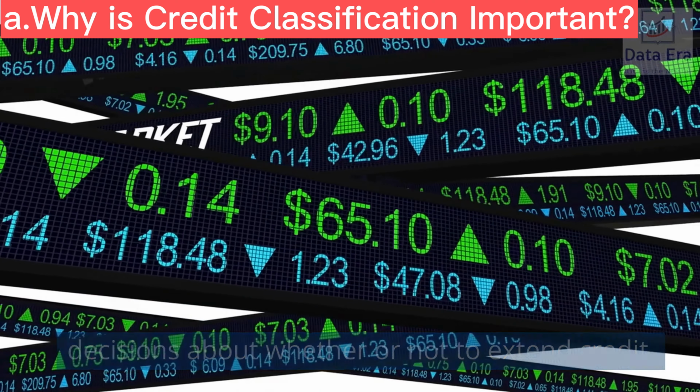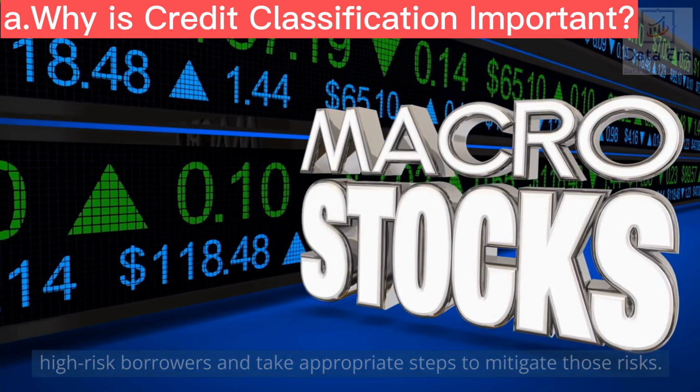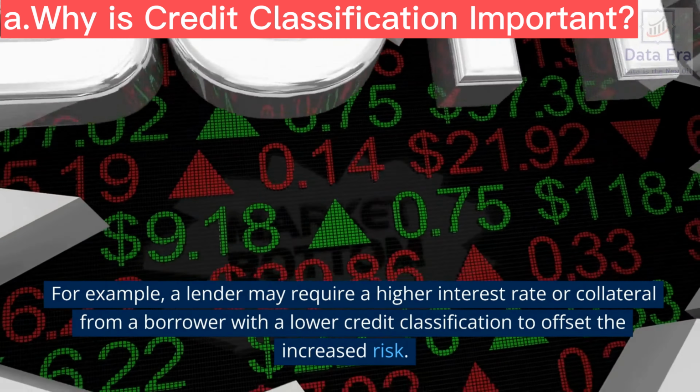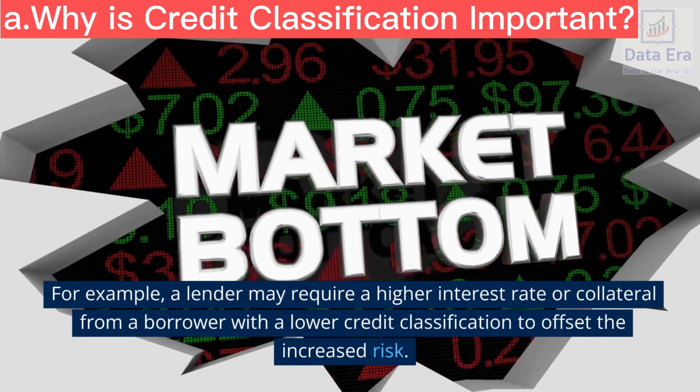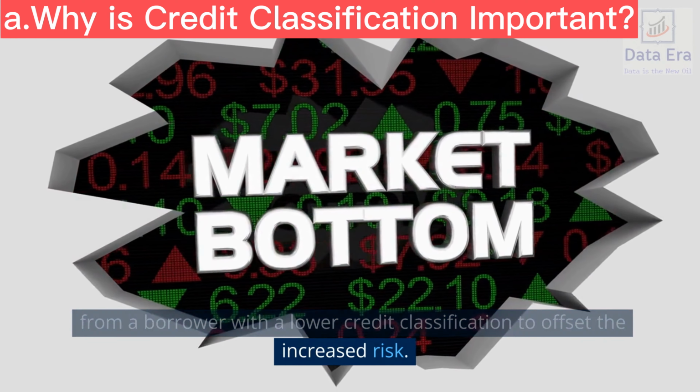For risk management, credit classification helps lenders to identify high-risk borrowers and take appropriate steps to mitigate those risks. For example, a lender may require a higher interest rate or collateral from a borrower with a lower credit classification to offset the increased risk. By effectively managing risk, lenders can help to ensure that they are able to recover their loans in the event of default. For portfolio analysis, credit classification allows lenders to evaluate their loan portfolio's overall risk and potential return.